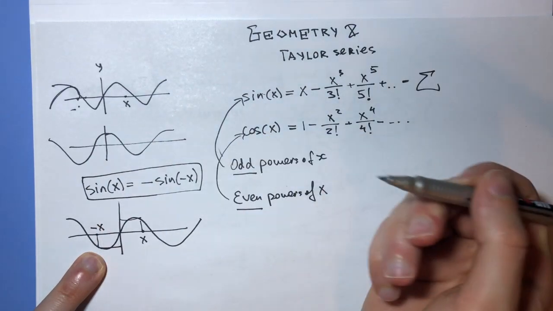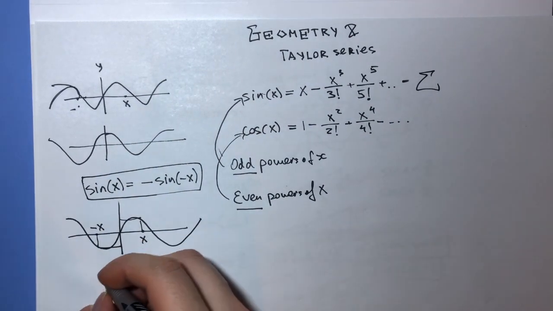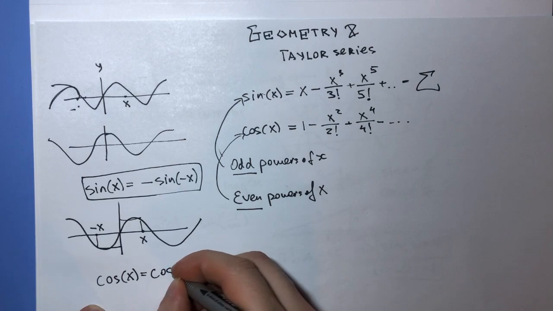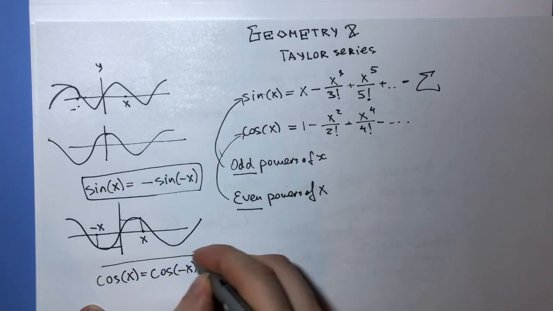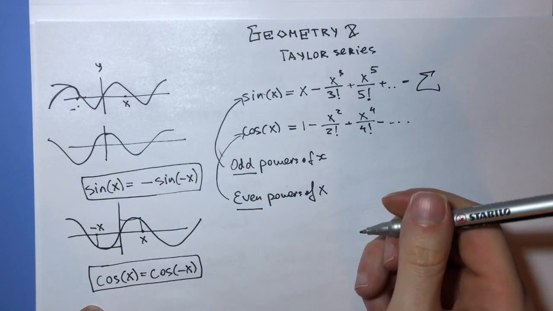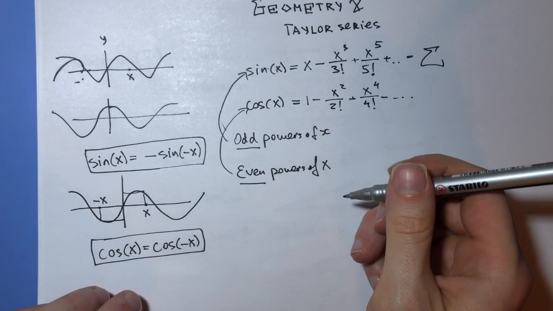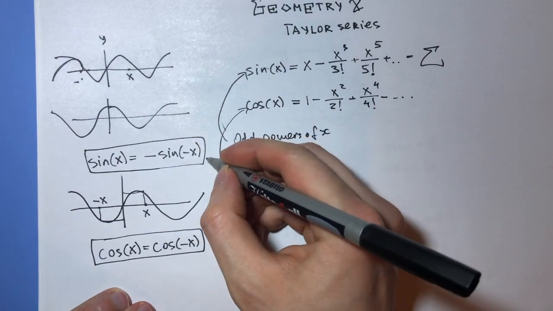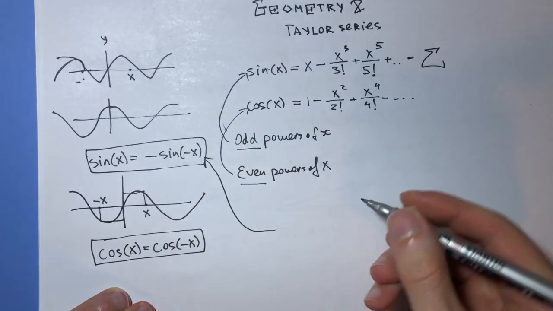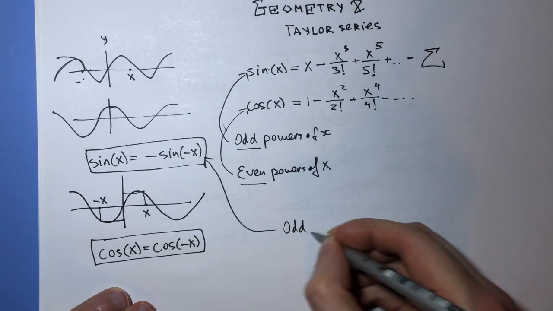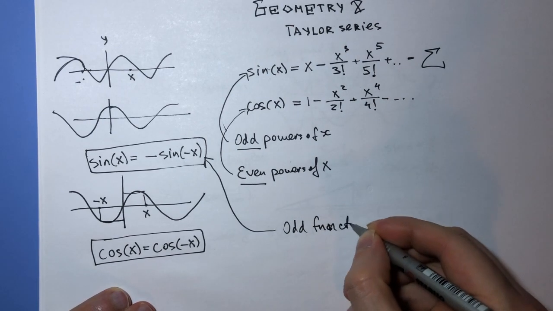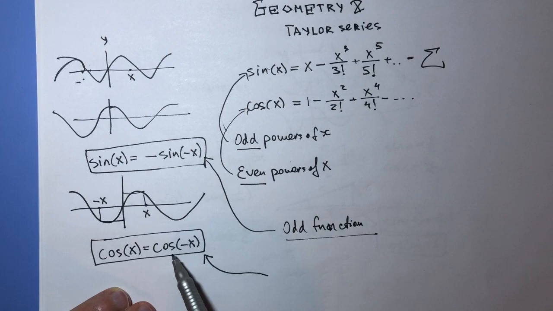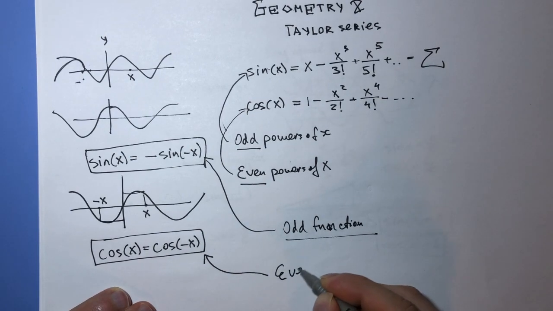So we know this rule, and for cos, it's going to be different. Cos of x is going to be equal to that of cos of minus x. And if you did A-levels, or if you remember it from doing A-levels, you immediately recognize that if a function follows this identity, it's called an odd function. And a function satisfying this identity is called an even function.